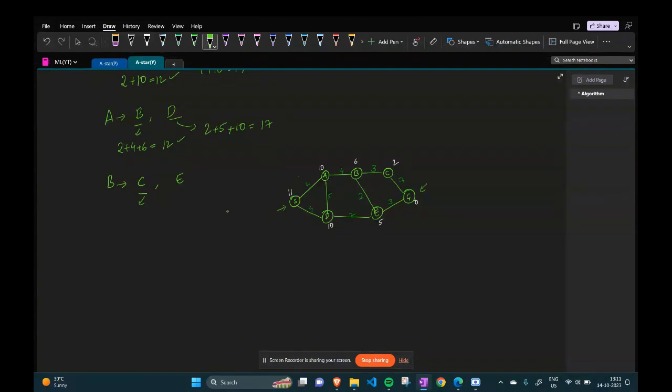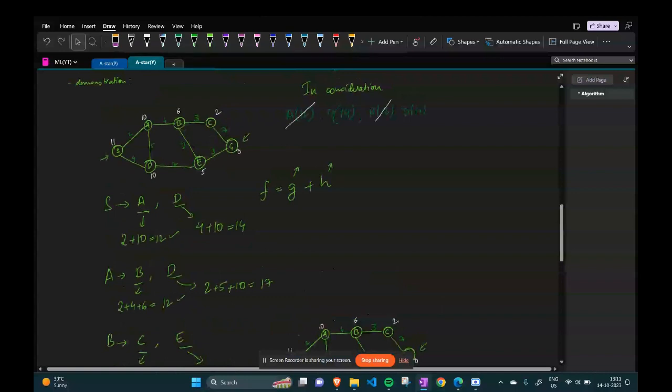So now we have C and E, and if we compute the value for C, we get 2 plus 4 plus 3, which is 9, and we add the heuristic, which is 2, so we get a total of 11. And then we expand E, and we get 2 plus 4 plus 2, plus the heuristic, which is 5. That gives us a total of 13.